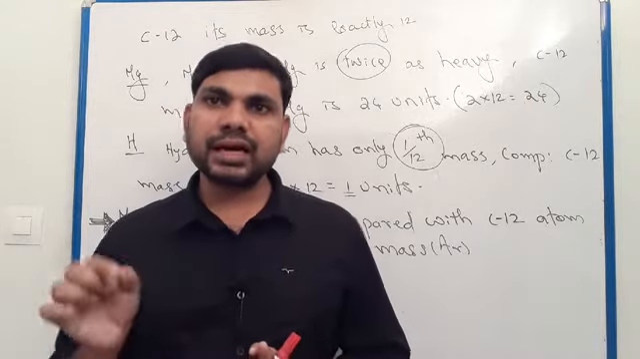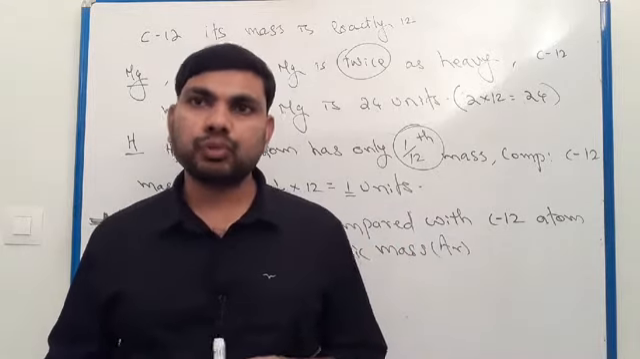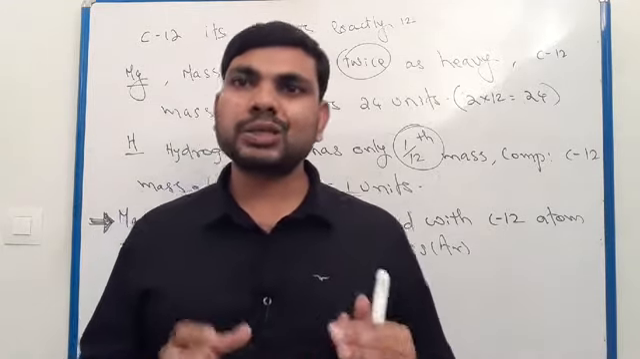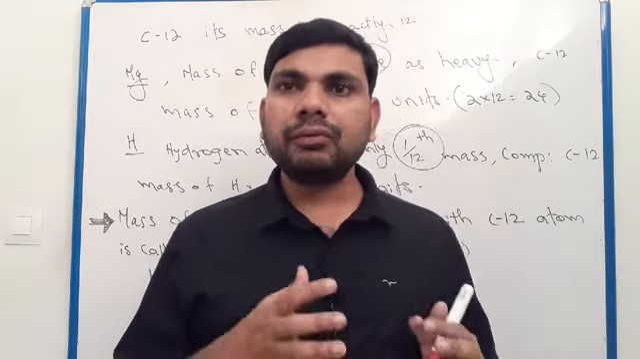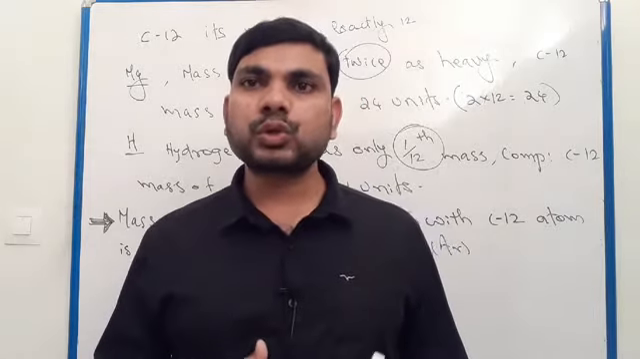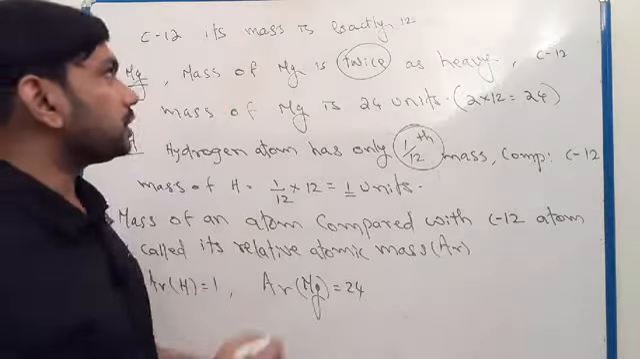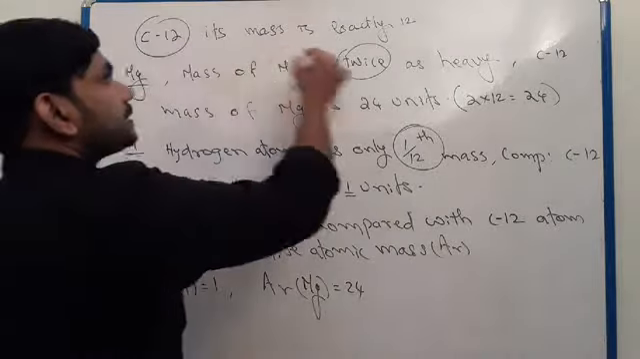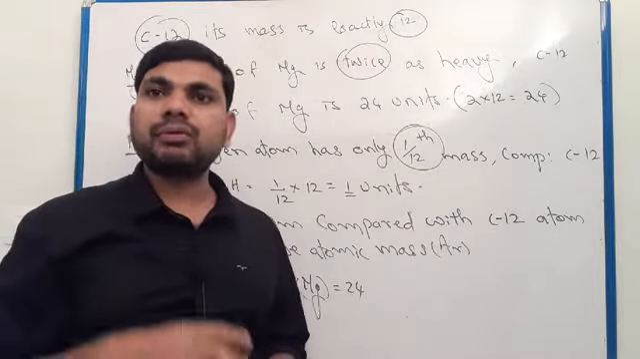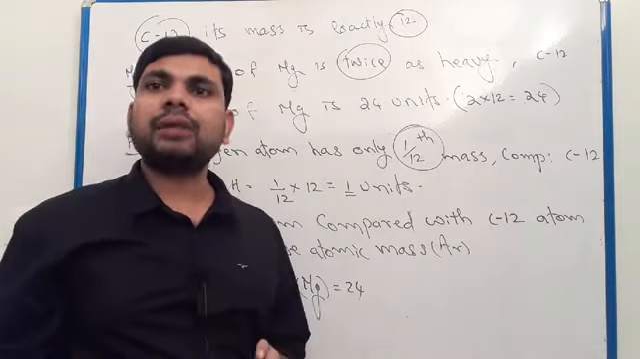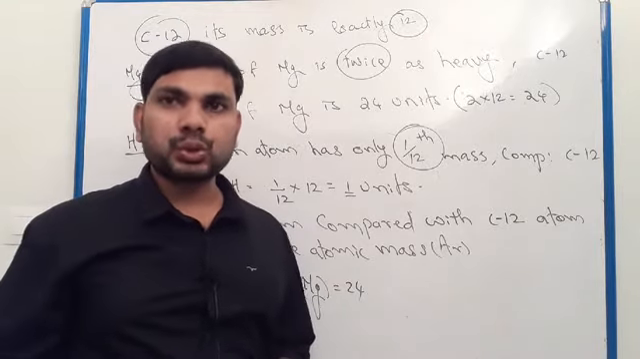The mass of an atom we find by comparing with carbon-12. We compare with the mass of carbon-12, then we can find its mass, and we use a device called a spectrometer. We will consider the mass of carbon-12 exactly 12 unit, because it contains 6 protons and 6 neutrons.